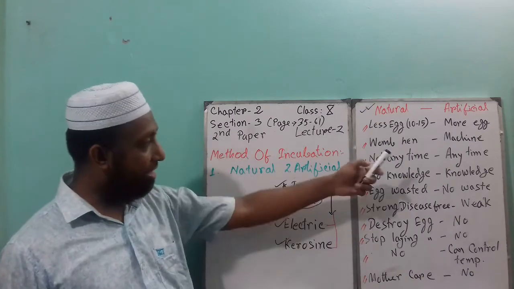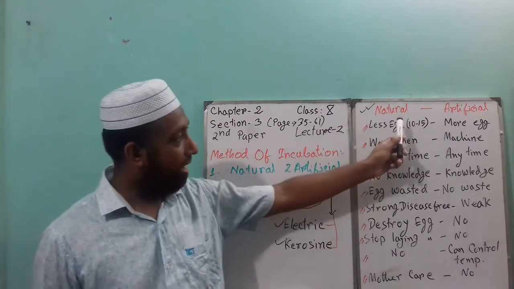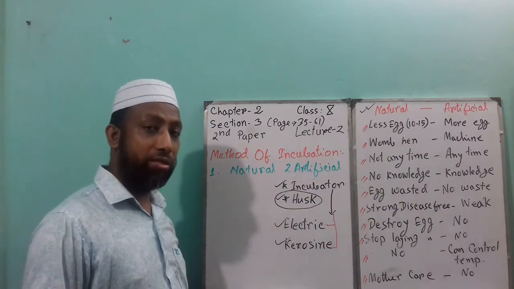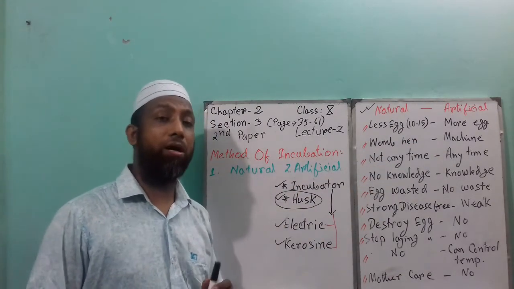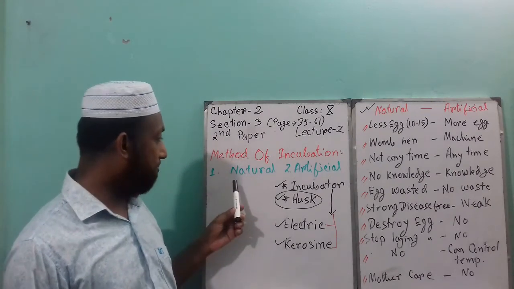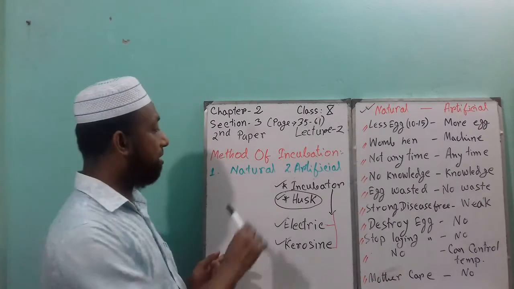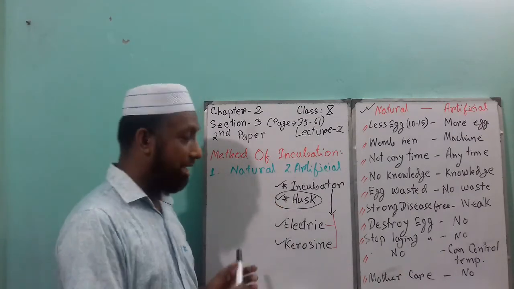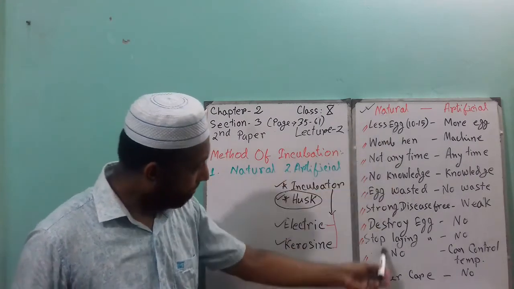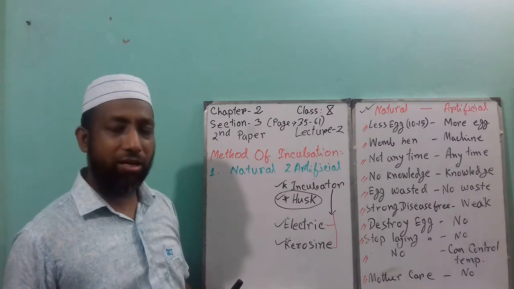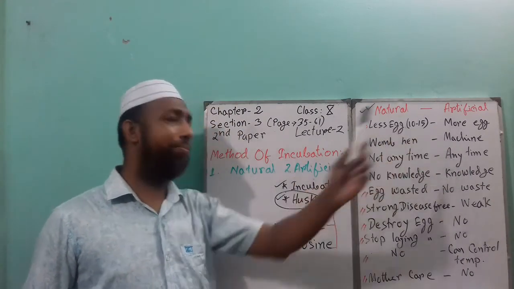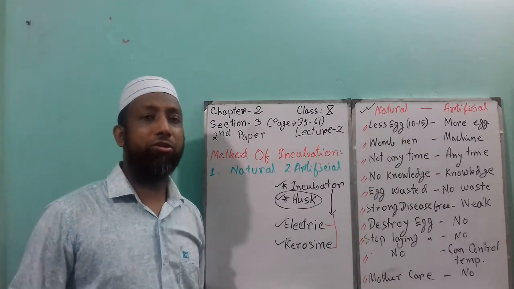So these are the differences and characteristics of natural and artificial methods from today's lecture. This is very important for your CQ and MCQ as well. Sometimes in your exam, they ask for the definition of the natural and artificial methods, they ask for the classification, they ask for the characteristics of the natural incubation method or artificial incubation method, and the difference between them. So thank you very much.